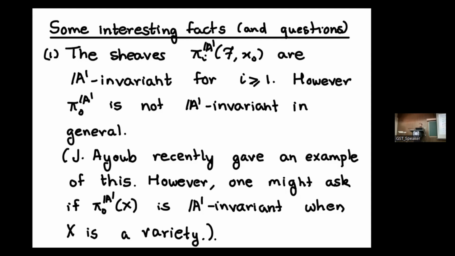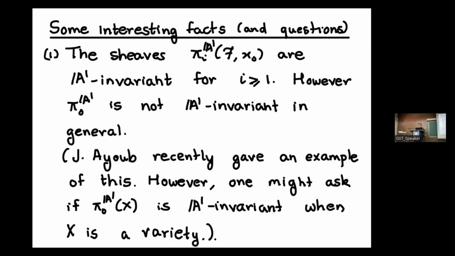But so again, it's a discrete topological space. So this is the analogous thing that is happening here: for i greater than 1, these pi i's are actually A1 invariant. But for pi 0, this was a long-standing problem for a while. There was a conjecture that this might be A1 invariant, but quite recently, Ayub has shown that pi naught is not A1 invariant in general, which is aesthetically not very pleasing, but it is what it is.